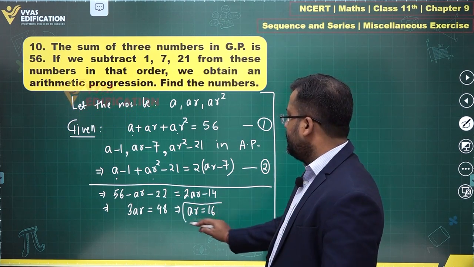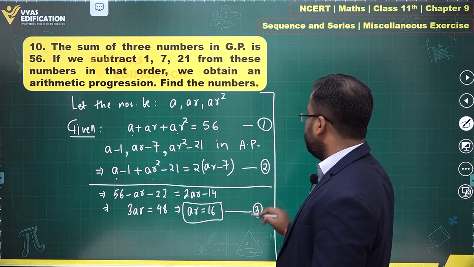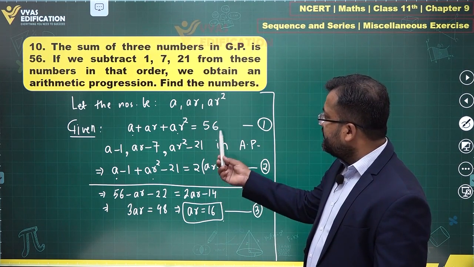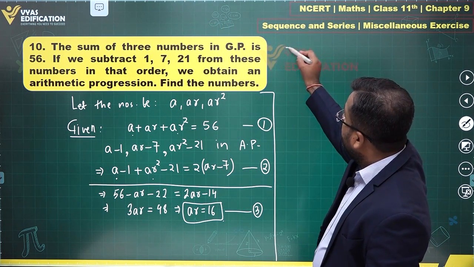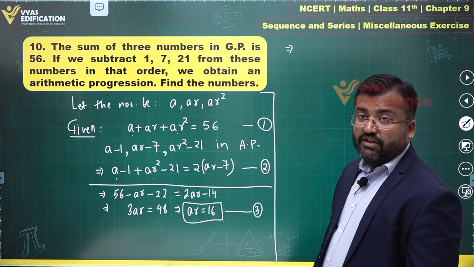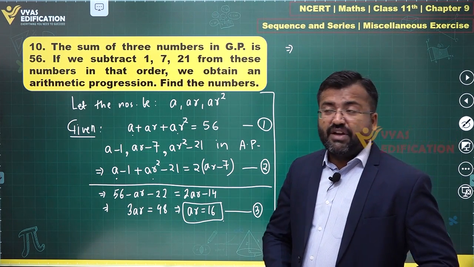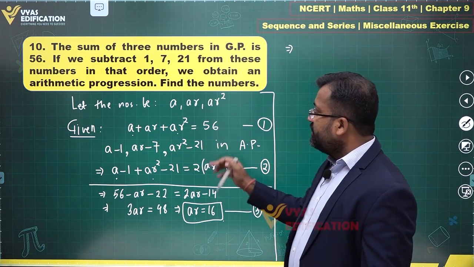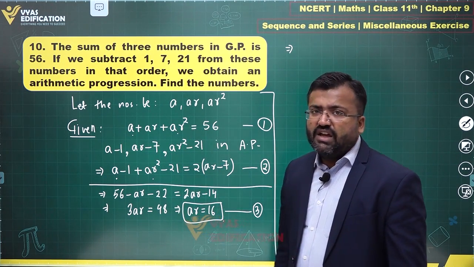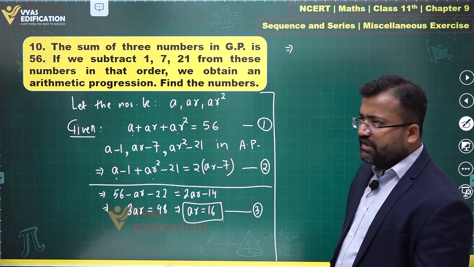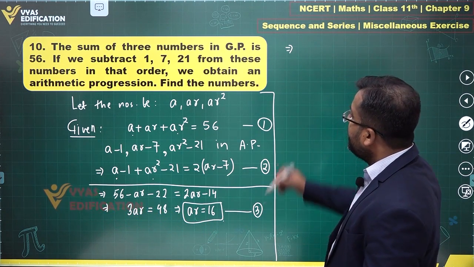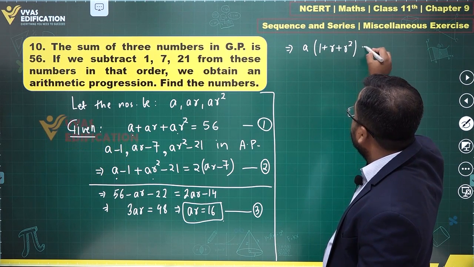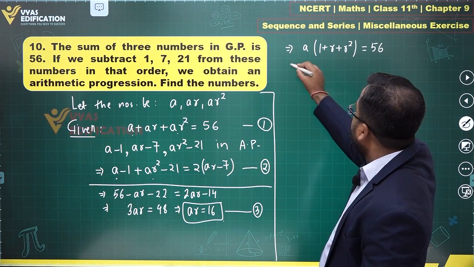Okay, this is another equation. Let's call this the third equation. And how can we use this AR equals 16 in this? One of the things that I can do is simply put AR equals 16 and then get A plus AR square equal to 56. After that, substitute either A or R from this equation. Yes, I can directly substitute A or R. What I see is A times 1 plus R square is equal to 56.